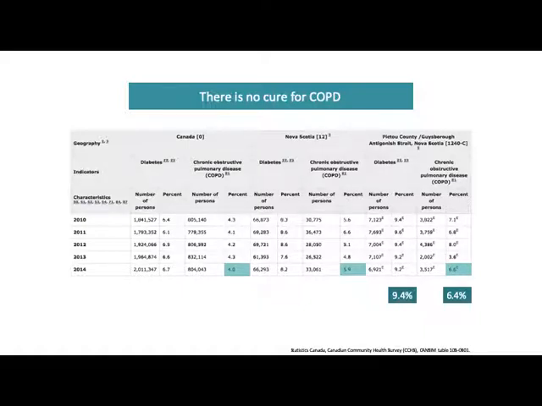So, with an understanding of how prevalent it is and the severity of this condition, what is the condition? That's the next question.